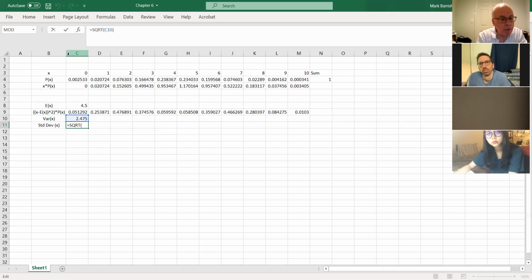Do round, gets to 3 decimal places. All right, so we got our answer. The mean is 4.5, and the standard deviation rounded to 3 decimal places is 1.573, and that's our answer. That's how you figure out the mean and standard deviation using Excel of a probability distribution.